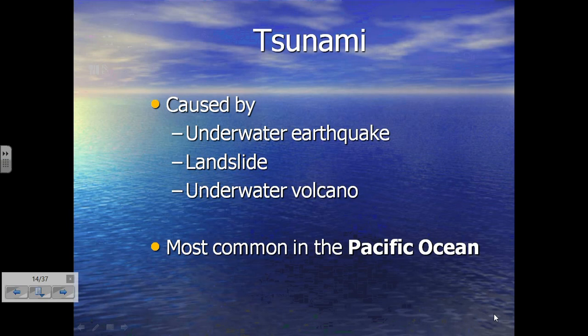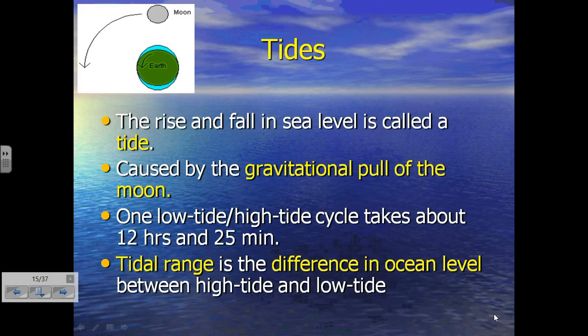Now, moving on, we're going to now talk about tides. Now, the definition of tides refers to the rise and fall in sea level. Tides are actually caused by the gravitational pull of the moon. Now, there is one low tide or high tide cycle that occurs, and they happen in about 12-hour intervals. Now, the tidal range is the difference in ocean level between the high tide and the low tide. And we'll talk about that more as I proceed.